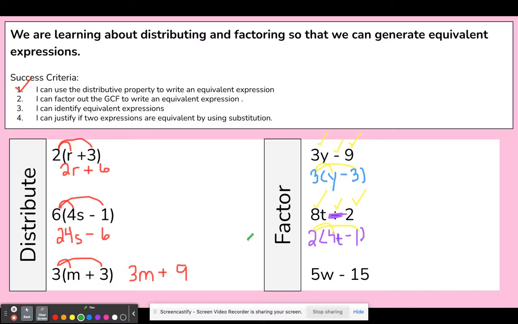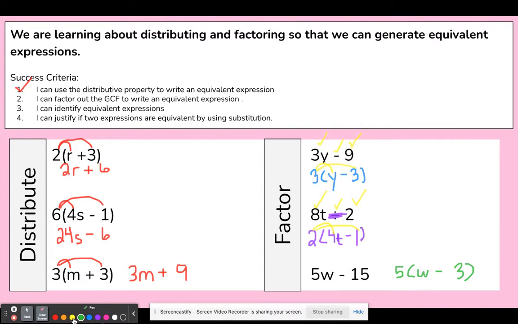So let's go to the last one. I want to rewrite this using parentheses, so I'm going to do it over here. What is the biggest number that you can divide 5 and 15 by? Well, 5 goes into both of those. 5 times what is going to give me 5w? Just a w, because side by side is multiply. 5 times what is going to give me 15? 3. It's a subtraction, do a subtraction.